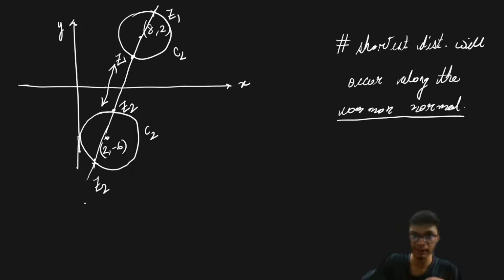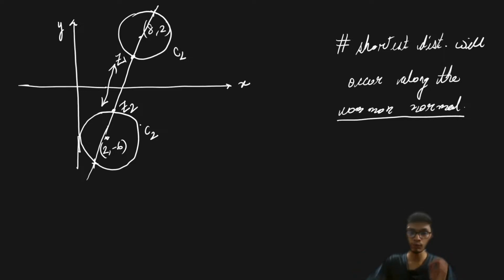Now, I'm not talking much about the maximum possible distance because there's some restriction to it, right? But in the question, it is mentioned that we have to find the minimum part, right? So this minimum will always occur along the common normal, that is the line passing through the centers. And this happens when z1 and z2 are lying exactly on the surface of the circles.